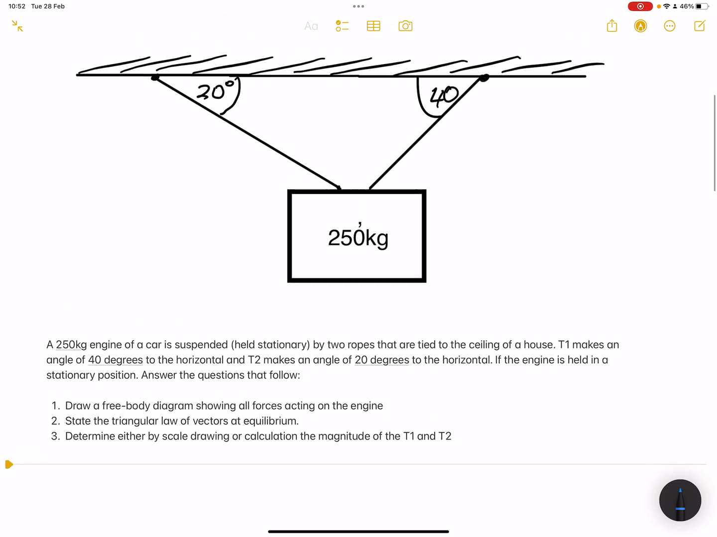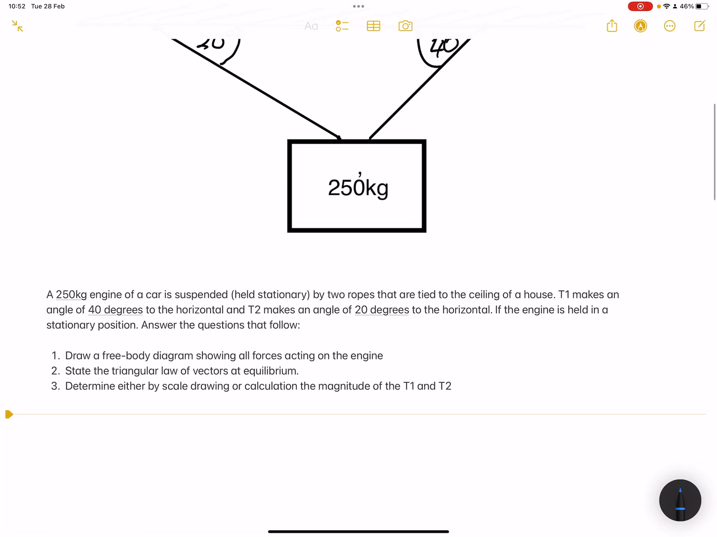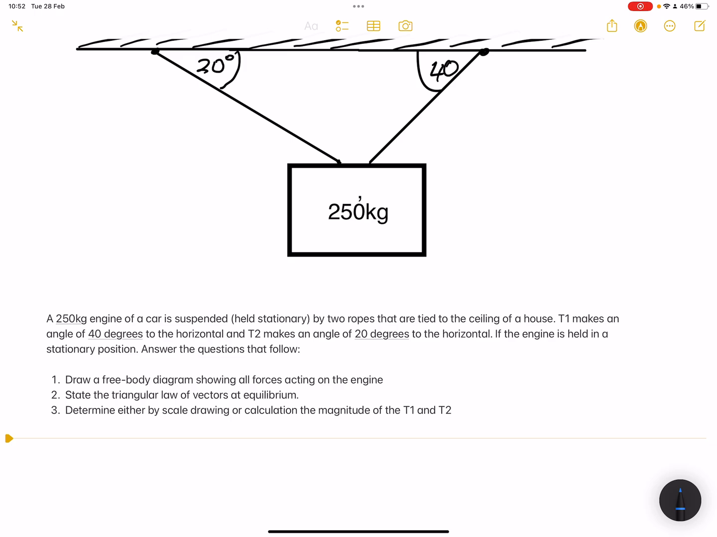All right, now let's get right into the thick of things. Right, so we've already looked at this problem. They said to us we've got a 250 kilogram engine of a car that is suspended, that is, it's held stationary by two ropes that are tied to the ceiling of a house.